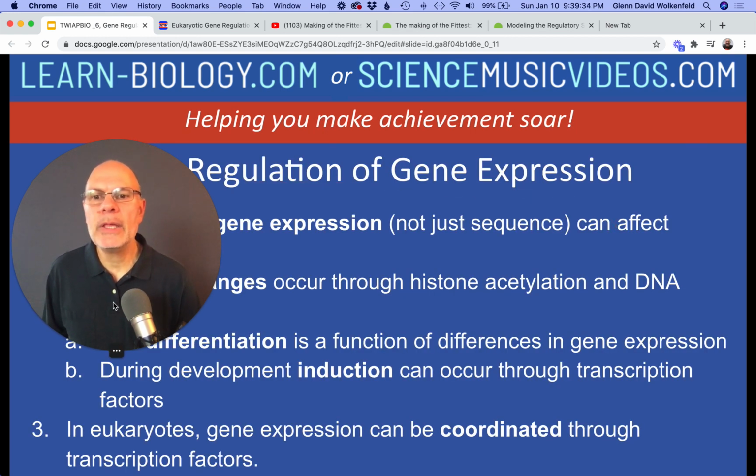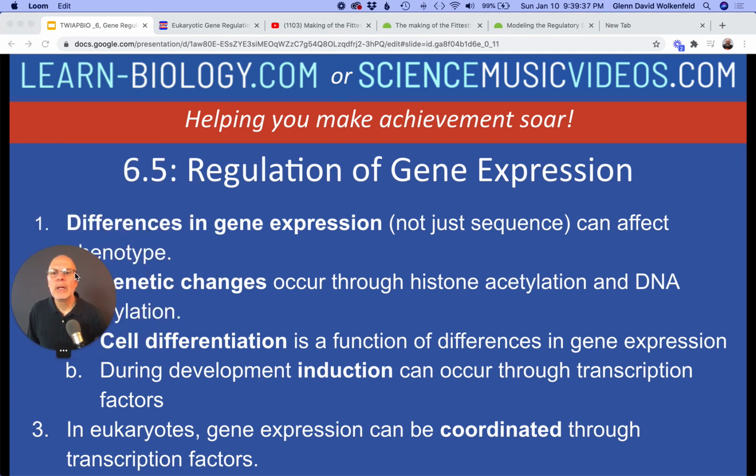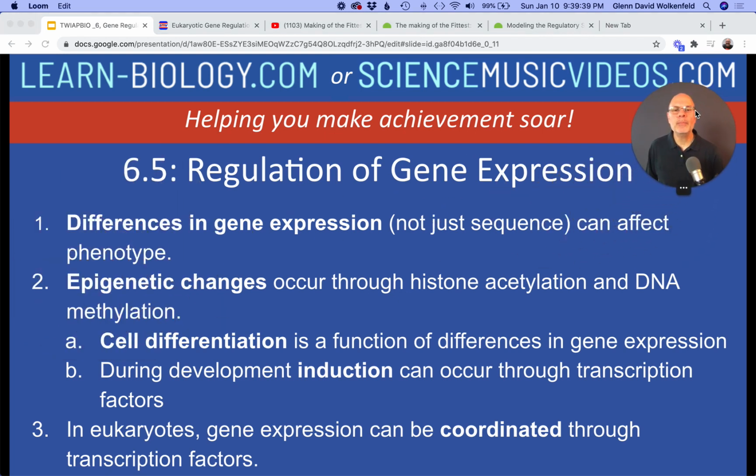So let me get this out of the way over here. Okay, so the College Board, if you're teaching AP Biology, is going to want you to focus on a couple of things, and these are parts of Unit 6, and Topic 6.5 focuses on differences in gene expression as being key to differential phenotype between organisms and between cells. So it's not just the sequence of A's, T's, C's, and G's, but it's about how those genes actually wind up getting regulated and expressed.